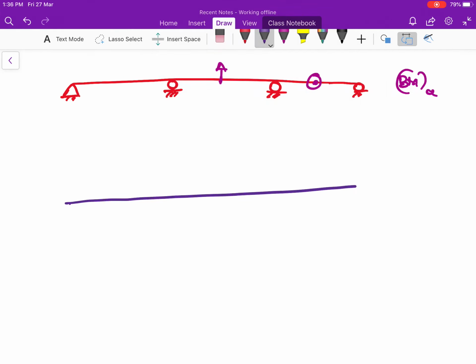For this, what I am going to do, the bending moment will come in such a way that if this is the point, and in the question they have given one more internal hinge here, it comes to be like this. Okay, since internal hinge is present here, it comes to be like this.